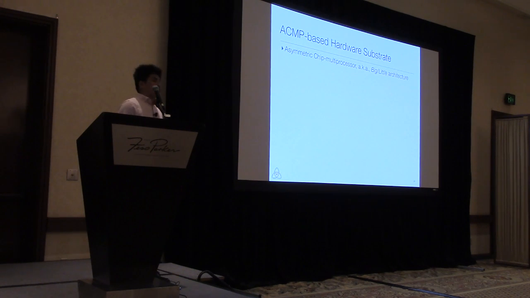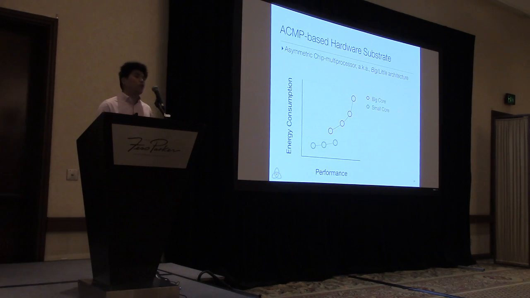ACMP, or asymmetric chip multiprocessor, is also known as a big.LITTLE architecture. It is an emerging energy-efficient hardware architecture increasingly adopted by today's mobile vendors. So the architecture consists of a set of big cores and a set of small cores. Now, big cores are energy-consuming but high performance. Small cores are energy-conserving but low performance.